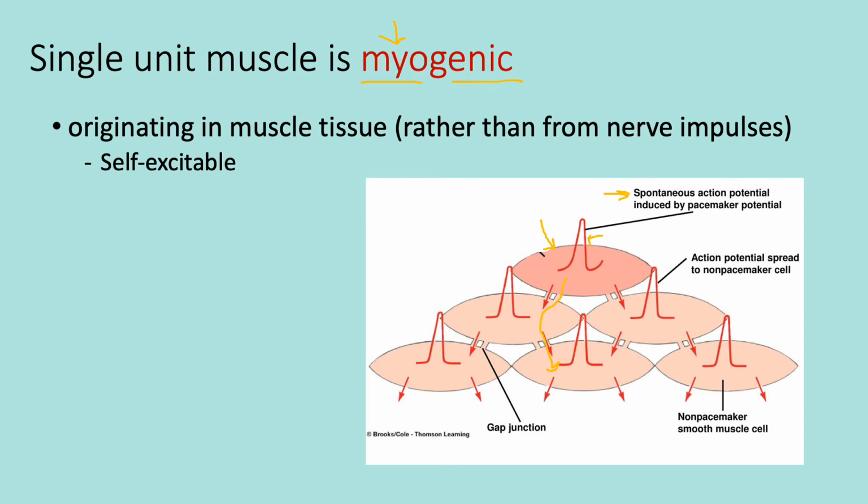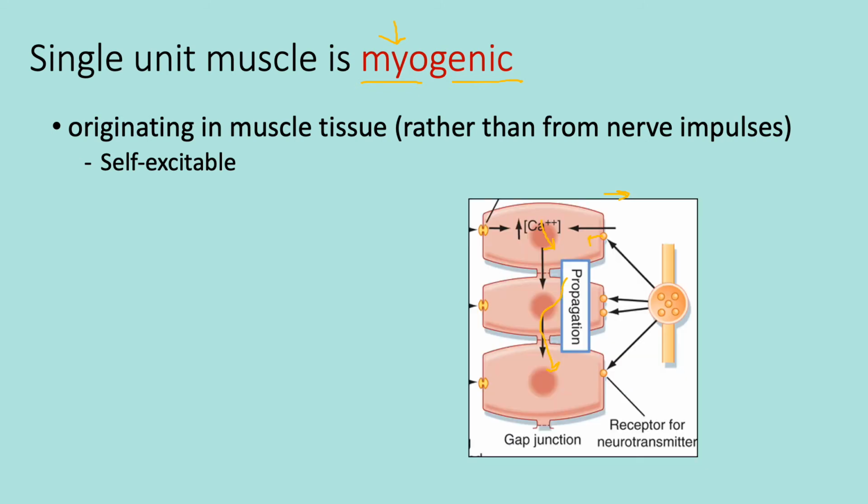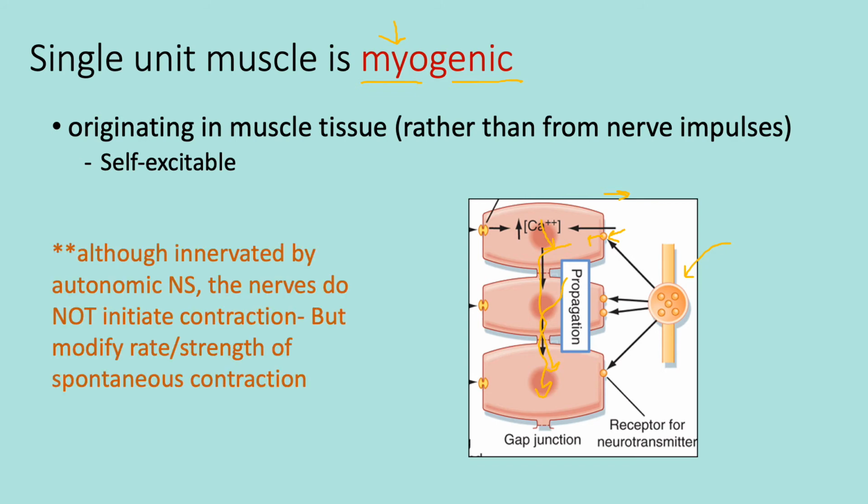Now, I know what you're thinking, because I just showed you this image on a previous slide with our single unit smooth muscle, where we had the autonomic nerve fiber and we're releasing neurotransmitter that's binding to receptors. And then they're moving through these gap junctions, so we get that whole contraction. Well, this is a key point.